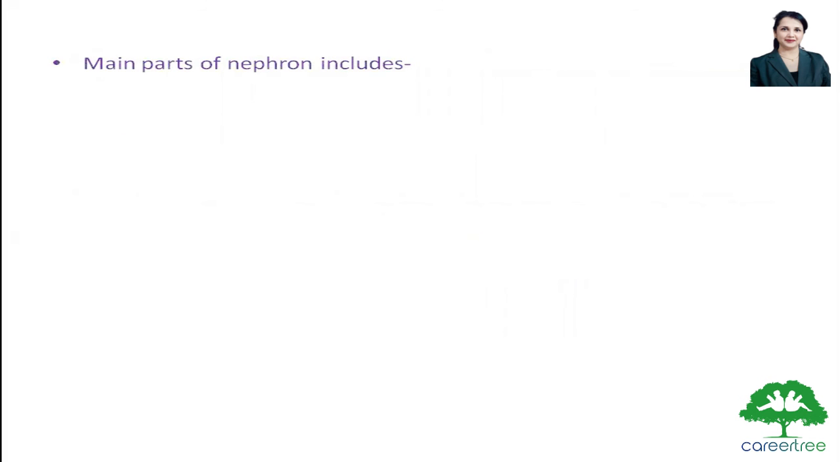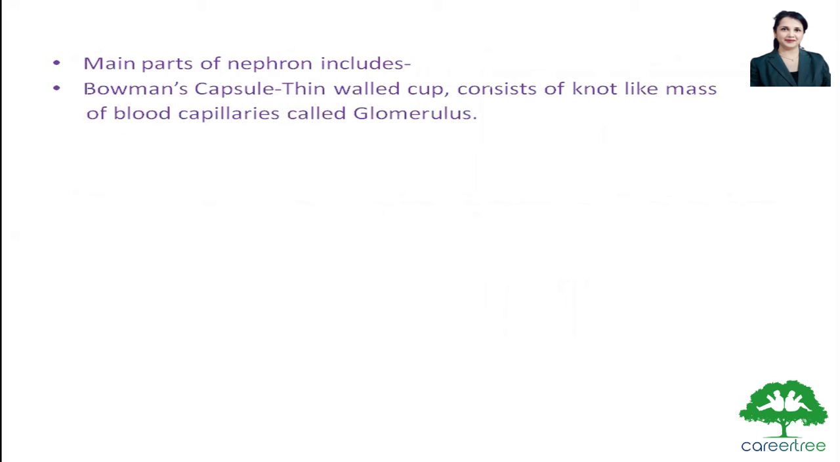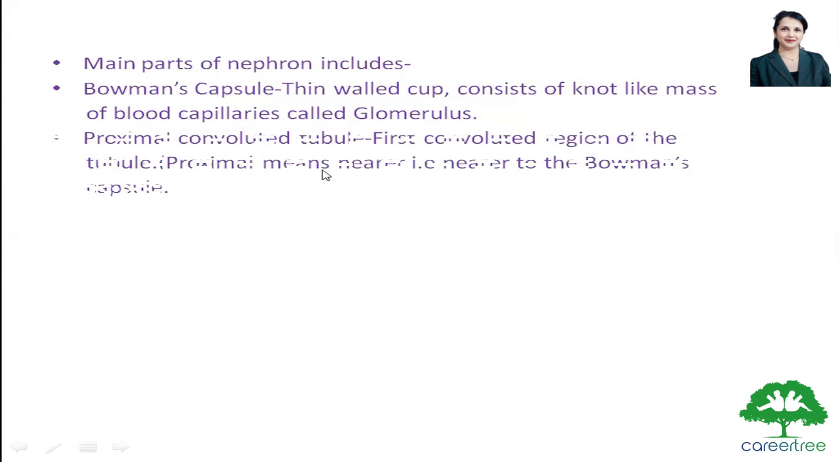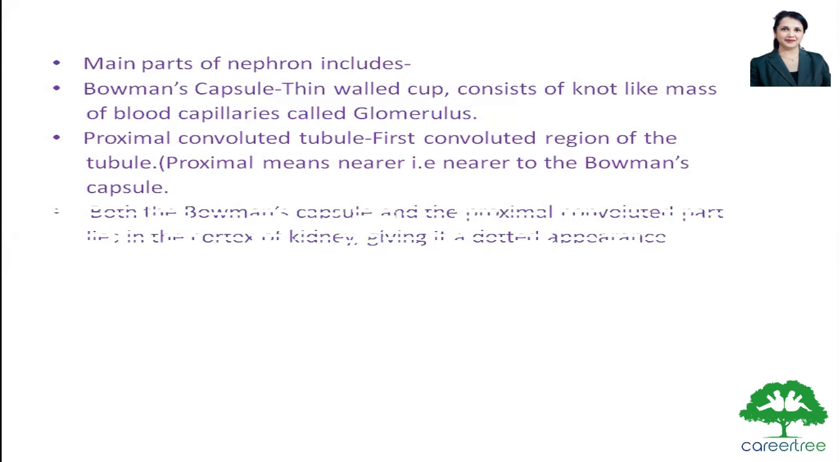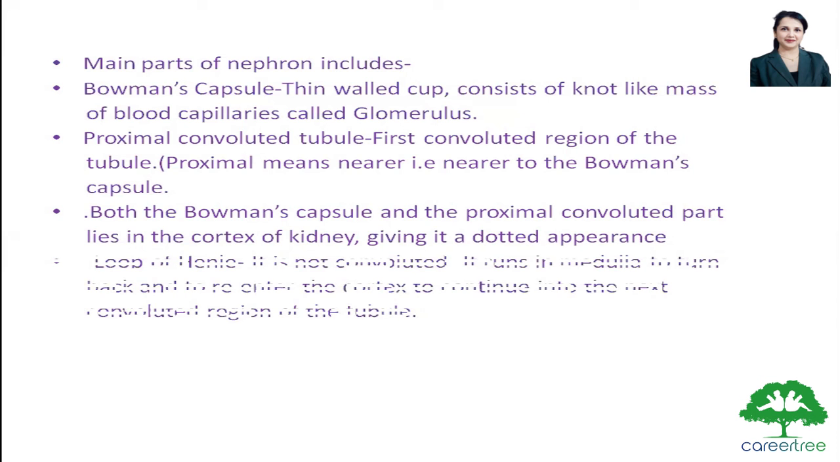The main parts of the nephron include Bowman's capsule, which is a thin-walled cup and consists of a knot-like mass of blood capillaries called the glomerulus. Then the proximal convoluted tubule, that is, the first convoluted region of the tubule. Proximal means nearer, that is, nearer to the Bowman's capsule. Both the Bowman's capsule and the proximal convoluted part lie in the cortex of the kidney, giving it a dotted appearance.